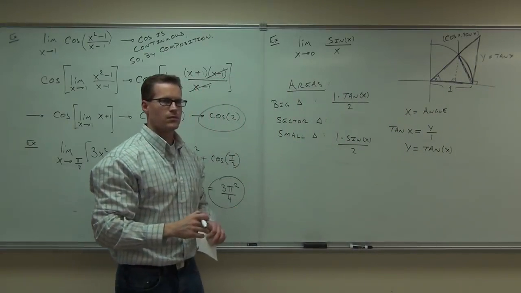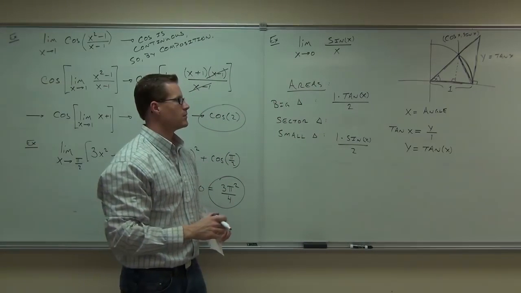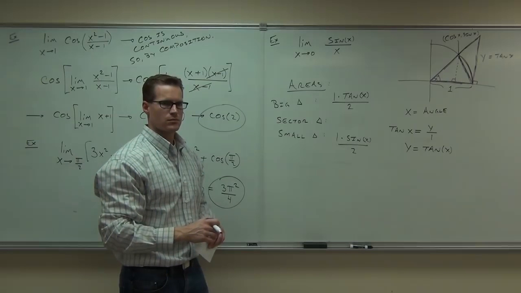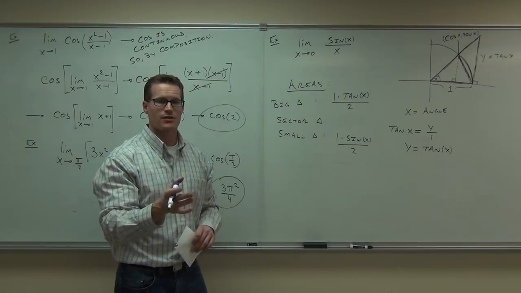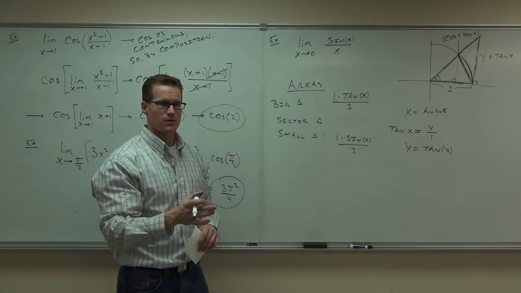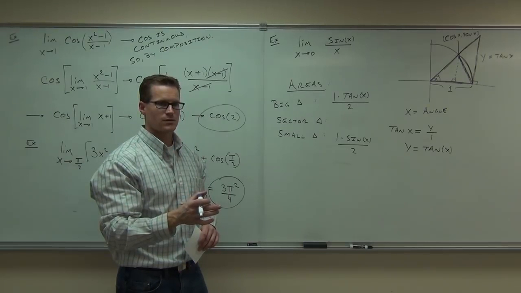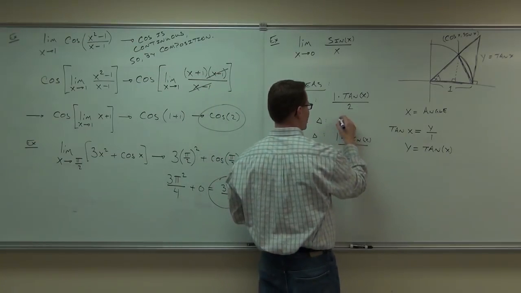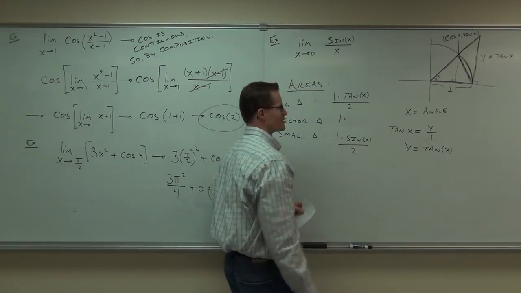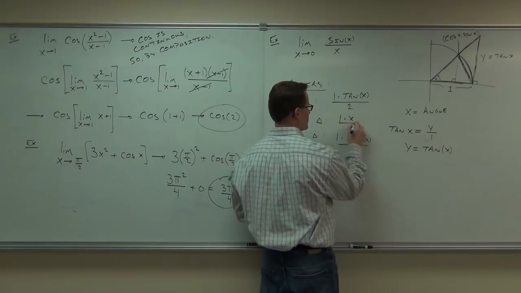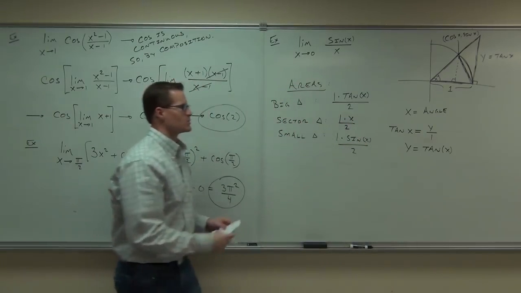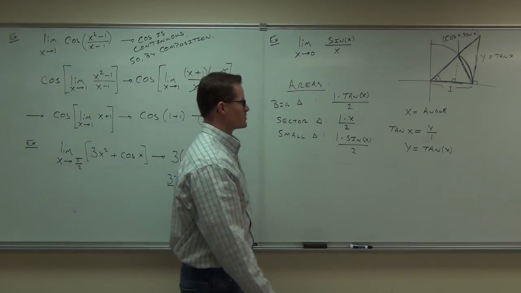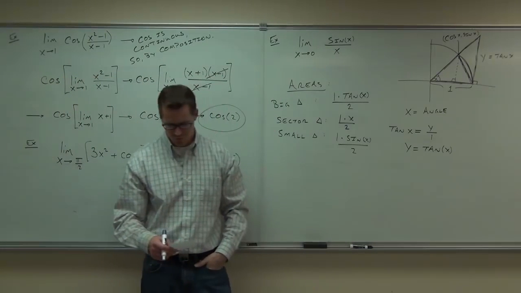You can subtract the area of the sector minus the small triangle. Sure. How do you find the area of a sector? There's actually a formula for it. It is your radius times your angle over 2. Radius angle 2.